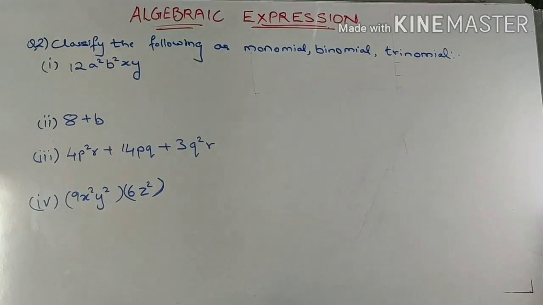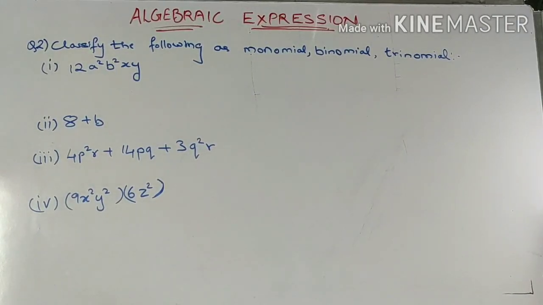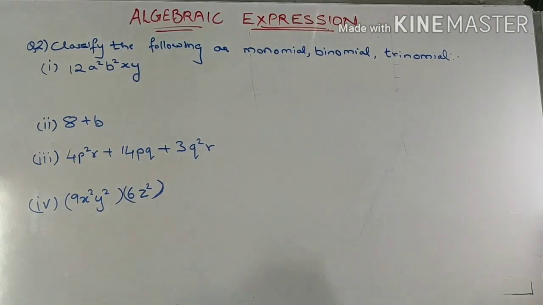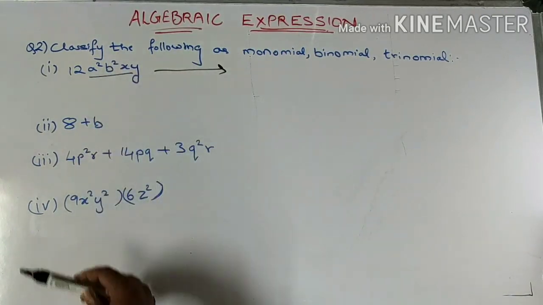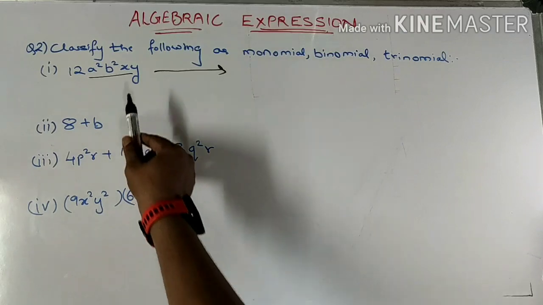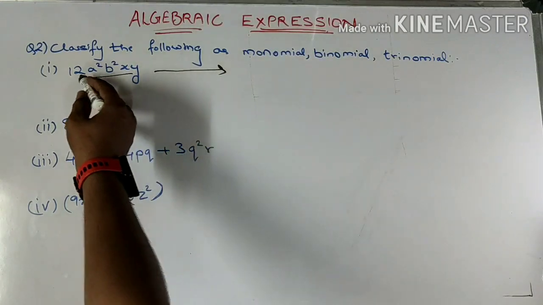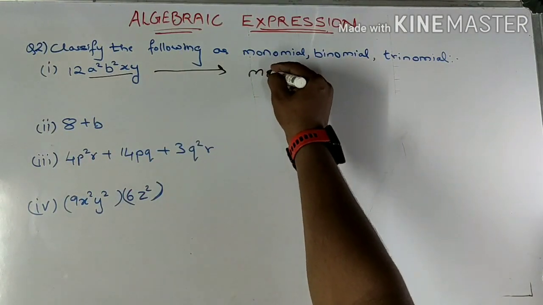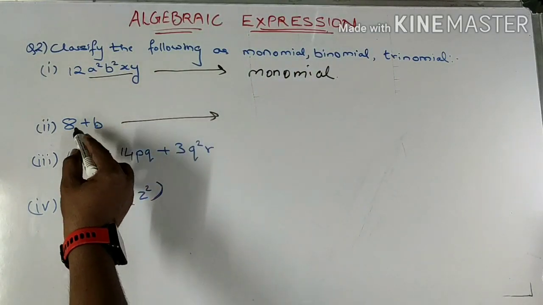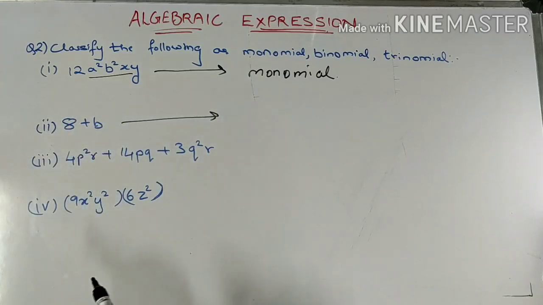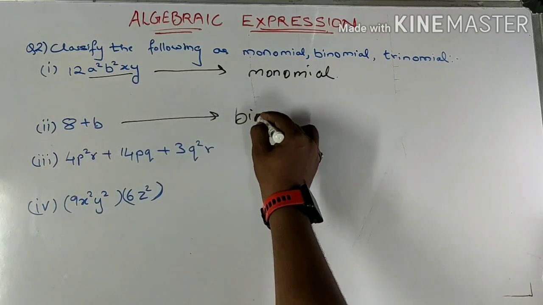Okay, next question is: classify the following as monomial, binomial, trinomial. So as we know, what are monomials, binomials and trinomials? We have only one term over here with these variables a square, b square, xy, and there is no second term or third term, which is separated by a plus or minus sign. So this together is one single term and it is a monomial. Now 8 plus b, this cannot be added because it does not have same variable. So there are two terms and hence it is a binomial.